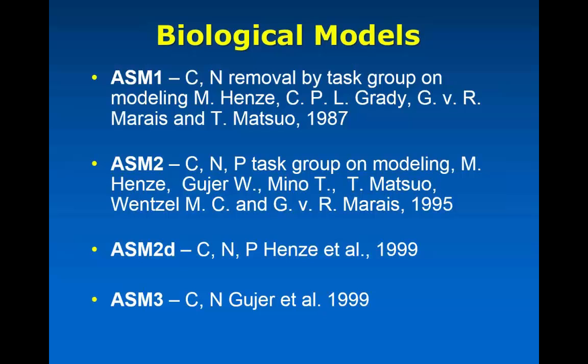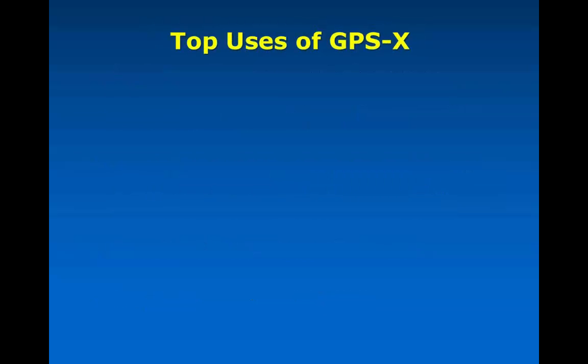So that allows us to get a prediction of how much mixed liquor I'm going to have, how much sludge production I have, all of those important things that are relevant questions you would like to be able to ask of the model. So I have a slide here that I think tries to summarize the most common uses of GPSX. What are people doing with this software right now? What kind of questions are they asking of the model?